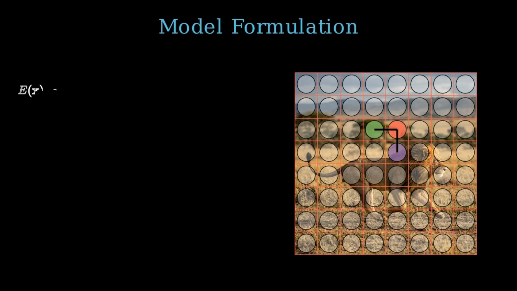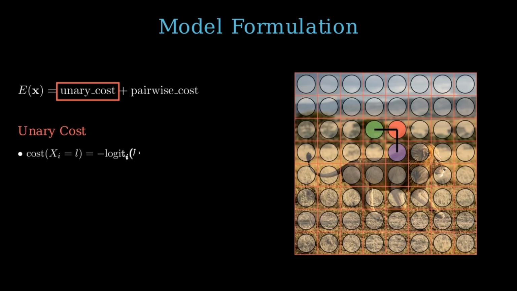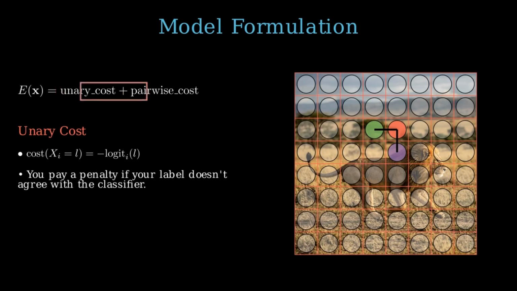So, what exactly goes into this energy function? In our model formulation, the total energy, E of x, consists of two main components, a unary cost and a pairwise cost. Let's start with the unary cost. The unary cost asks a simple, localized question. Does this single pixel look correct in isolation? Mathematically, we define this as the negative logit from a base classifier. In plain terms, you pay a heavy energy penalty if your assigned token label doesn't agree with what the classifier's local prediction expects to see at that exact location. It ensures that the base features of the image are grounded.